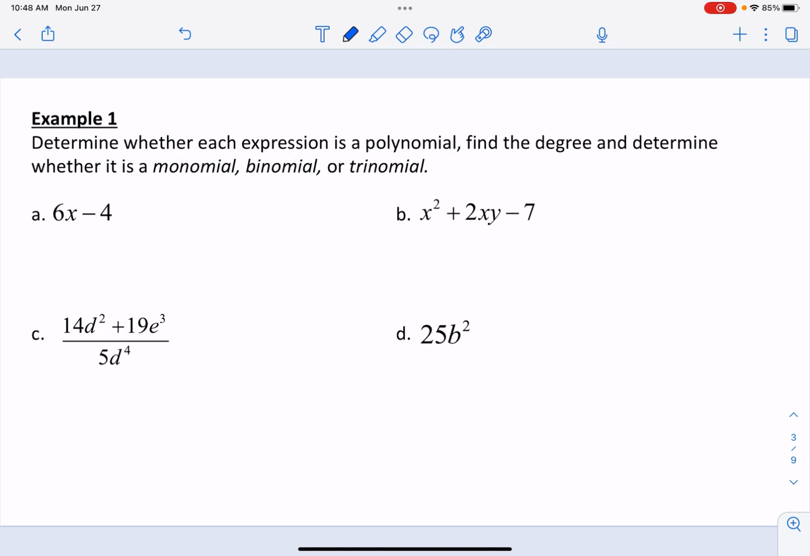Determine whether each expression is a polynomial, find the degree, and determine whether it is a monomial, binomial, or trinomial. So this is a polynomial. Yes, this is a polynomial. Find the degree. I look at the degree of the highest term. That comes off of this term here. So that is a linear, and it has 2 terms, so it is a binomial.